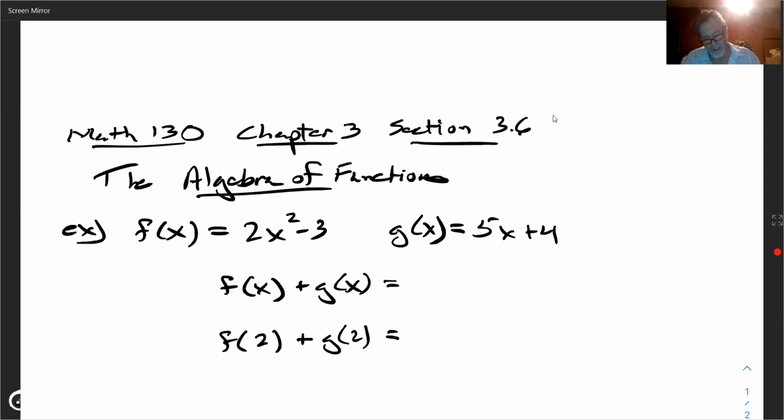Anyway, here's an example of two functions. One is quadratic, f of x equals 2x squared minus 3. And another one, g of x, is linear. It's equal to 5x plus 4. And right now what I have in front of us is, what is f of x plus g of x?